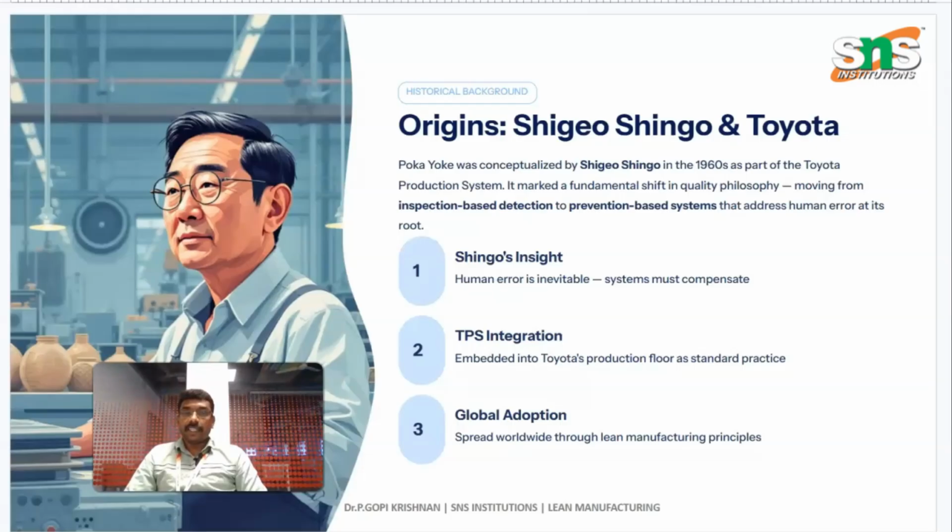So Shingo's instinct is all about the human operators in the manufacturing sector. The errors are inevitable. Those systems must compensate for the human errors always. And the TPS integration, that is Toyota Production System integration, must be carried out along with the other strategies for the improvisation of the quality of the manufacturing. And also, the concept is spread worldwide through the lean manufacturing principles.